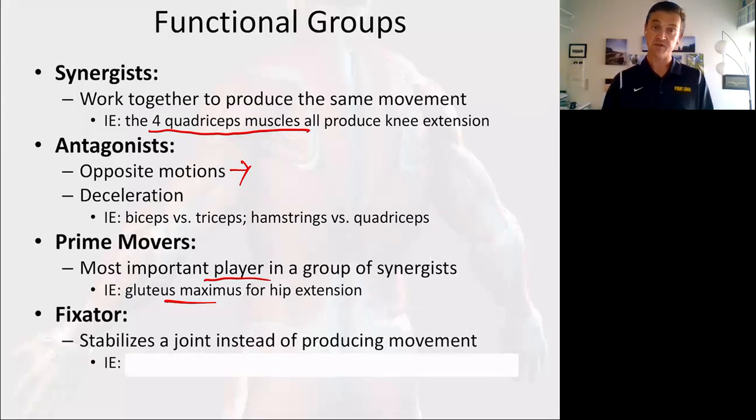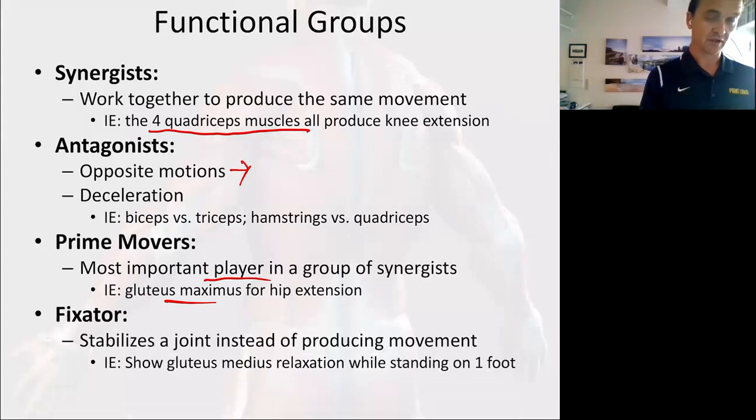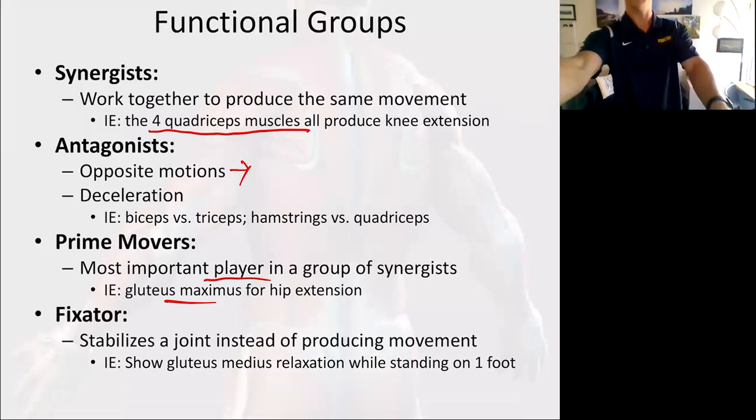Okay, then we have a type of muscle called a fixator, and instead of moving a joint, it actually just locks it into place so it doesn't move, and that's a very important function. So many of our back muscles are doing this all the time, but also a good example is our gluteus medius muscle.